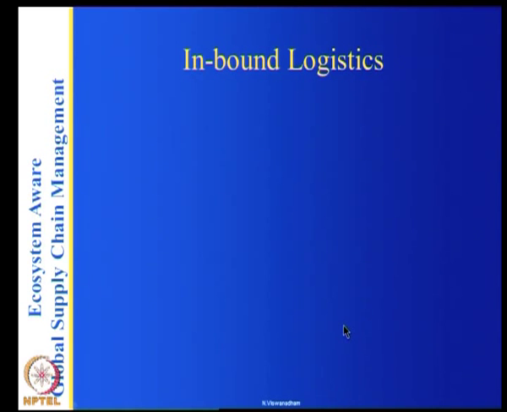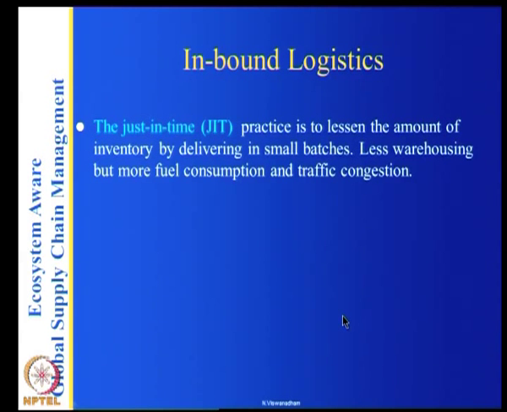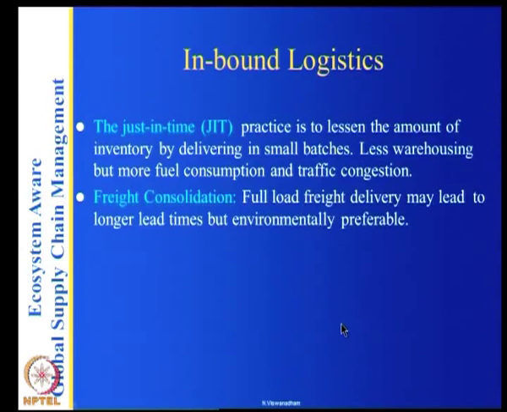So, inbound logistics: the just-in-time practice is to lessen the amount of inventory by delivering in small batches, which means less warehousing, but more fuel consumption and traffic congestion. Traffic congestion because the vehicles are moving. If the supplier is outside the city, in one part of the city, and the manufacturer is in another part of the city, then these vehicles will be moving around.